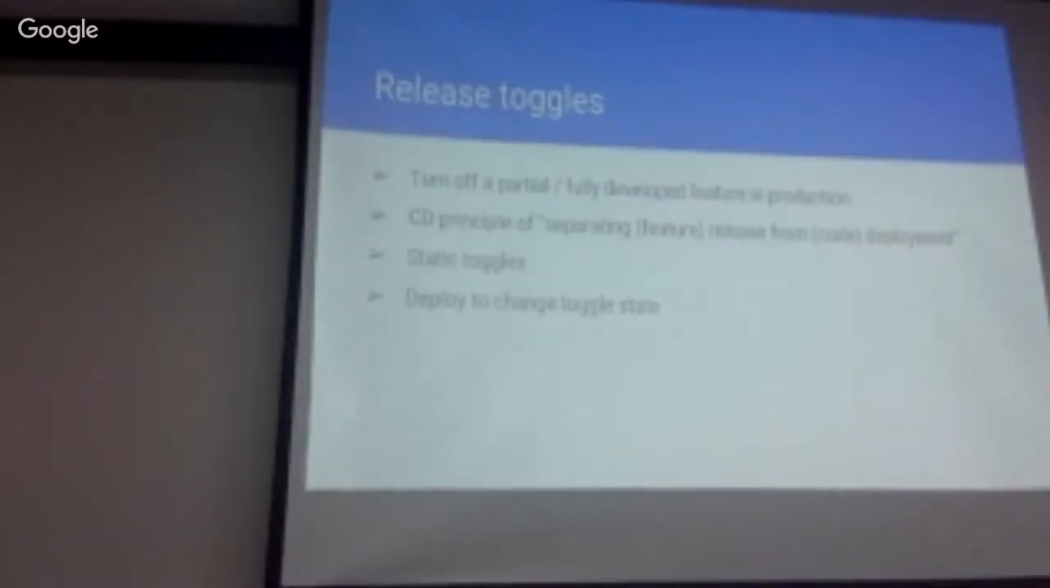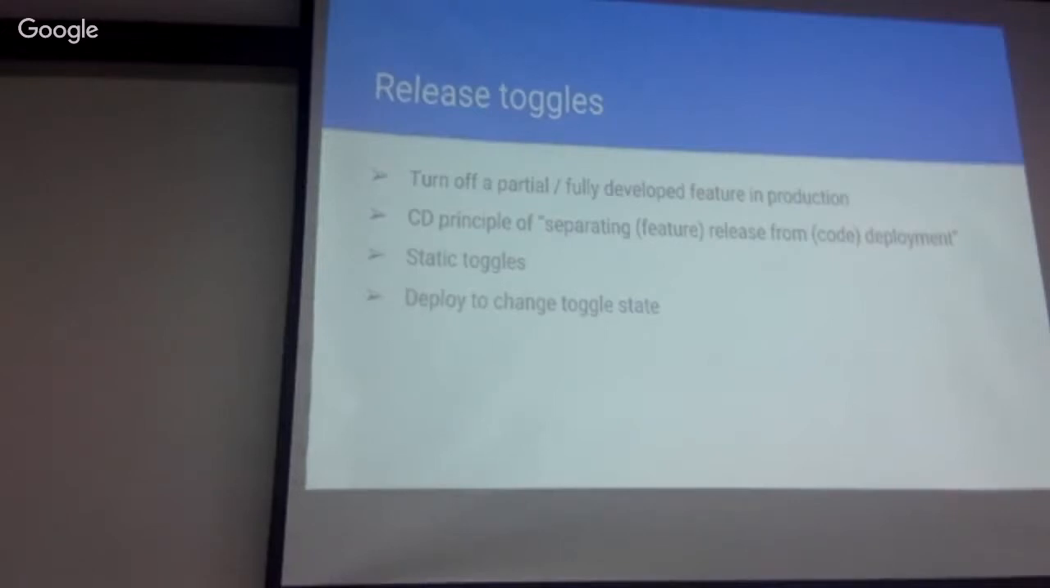So the release toggles are used to turn off partial or fully developed features in production. It is typically to help in the CD principle of separating feature releases from code deployment. What continuous delivery says is you should deploy as often as possible, and you shouldn't be hindering yourself by saying, okay, some feature is in development and hence I can't do the deployment this week, and so on, right? So you can just put the feature off and be ready to deploy. You should also be testing with the feature off state so that you are sure that this won't hinder any of the ongoing features, right?